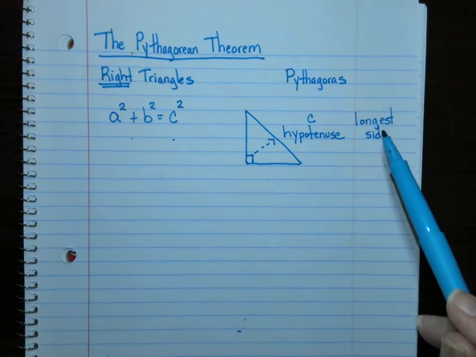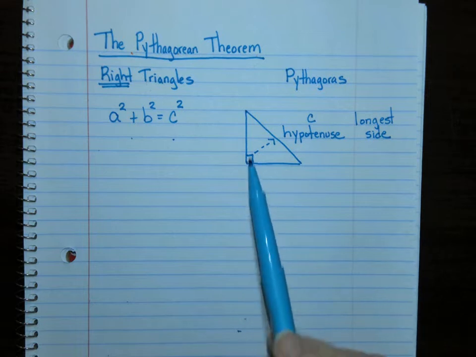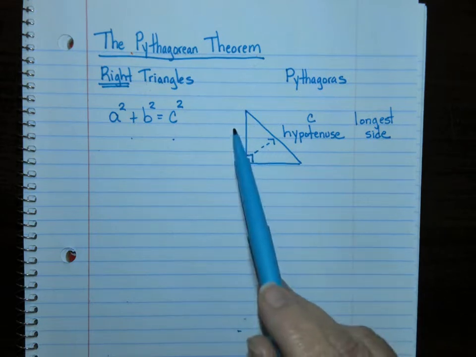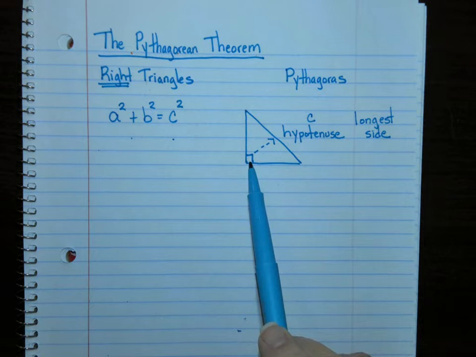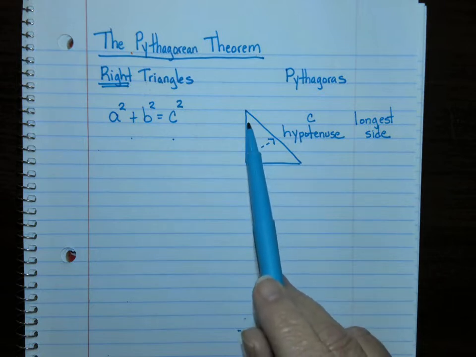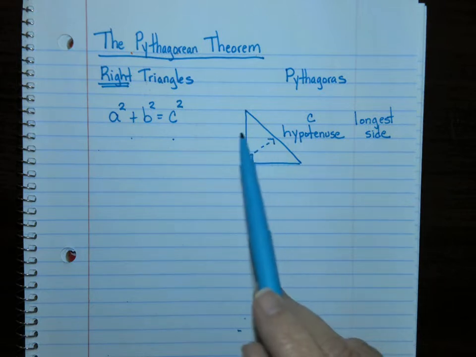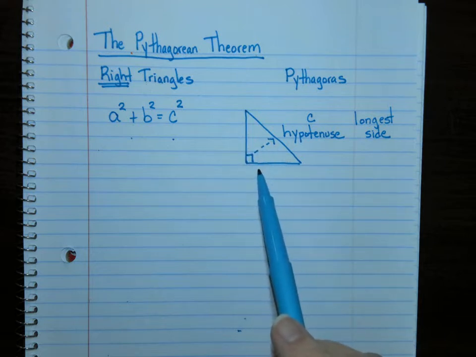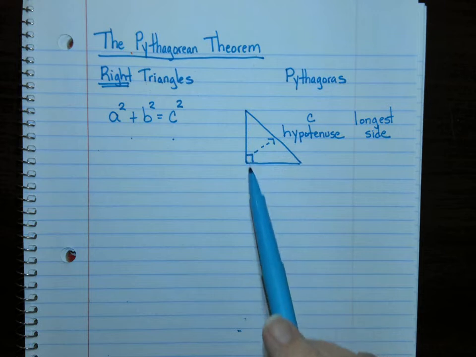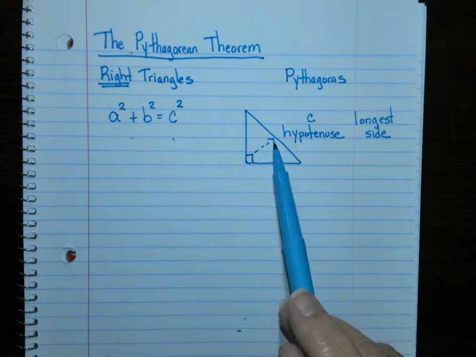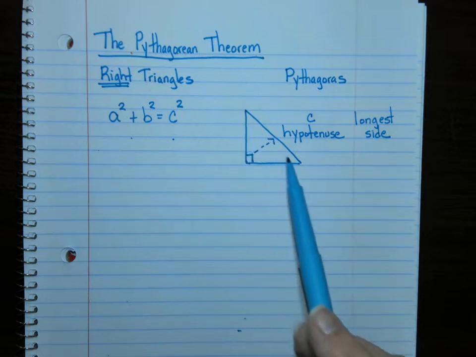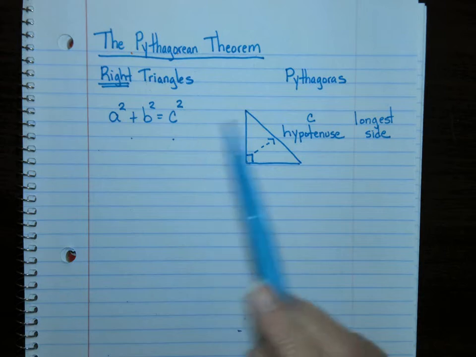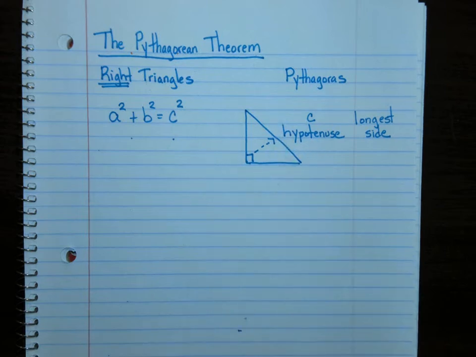Now, let's think about that. A triangle adds up to 180 degrees, right? If this angle is 90, these other two have to each be less than 90, because if they were more than 90, it wouldn't be a triangle. It would be higher than 180. So this 90 degrees is the biggest angle, so the side across from the 90 has to be the biggest side. So that's always a true fact.